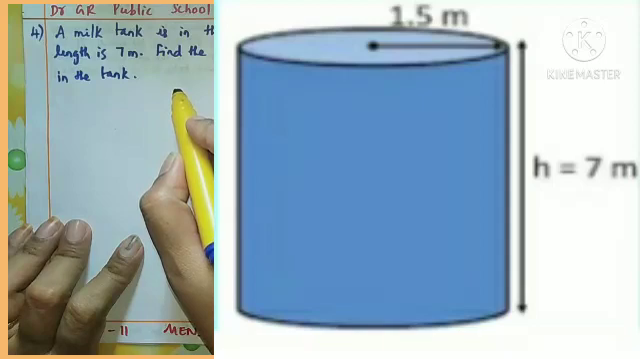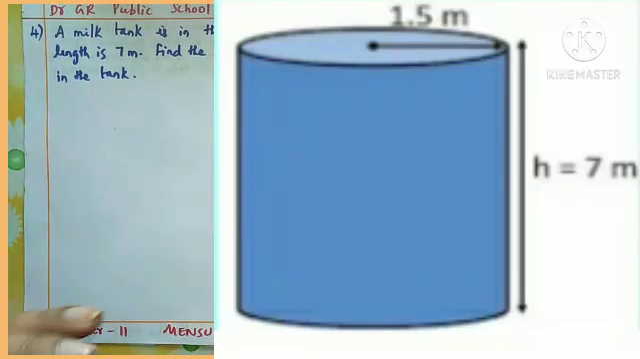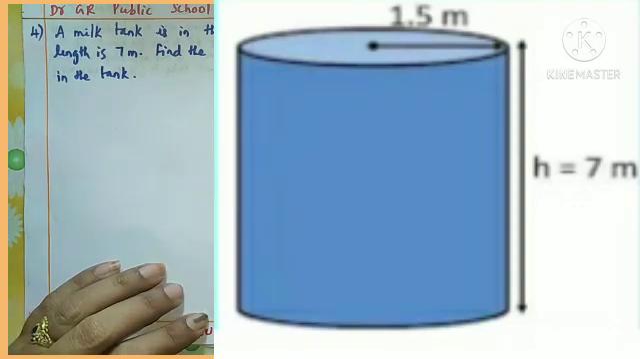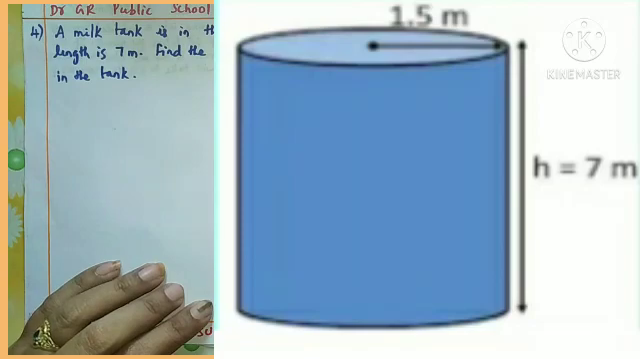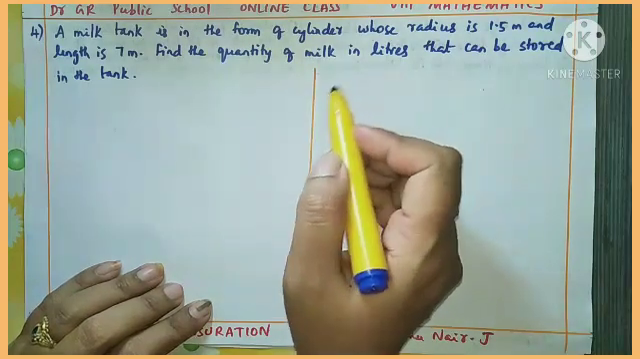Okay, so we need to find the quantity of milk. What is meant by quantity of milk? The volume of the tank in liters we need to find out. Okay, so here we need to convert into liters that can be stored in the tank. So the question is a direct question. We need to find the volume of the cylinder.